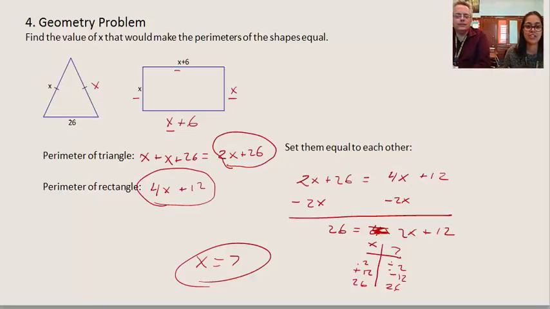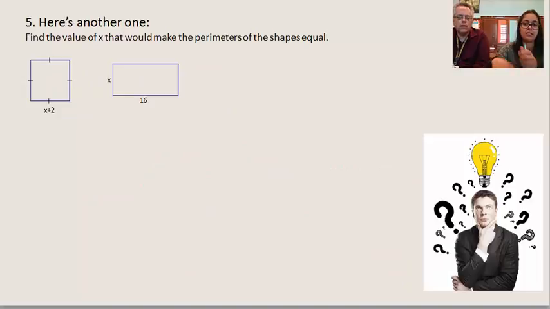Right, so let's do another geometry. So here's another one. Find the value of x that would make the perimeters of the shapes equal. So perimeters, adding all the sides. x plus 2 is this side. And it's a square, so we know that all of the sides are the same. So that means that this side is also x plus 2. So I'm going to go ahead and write x plus 2 for all sides.